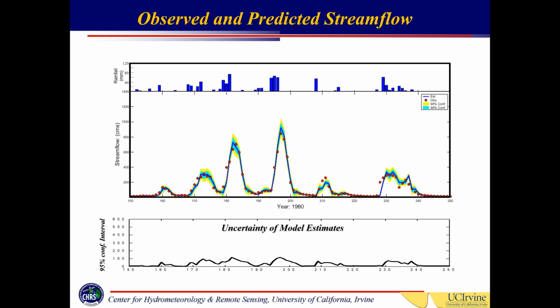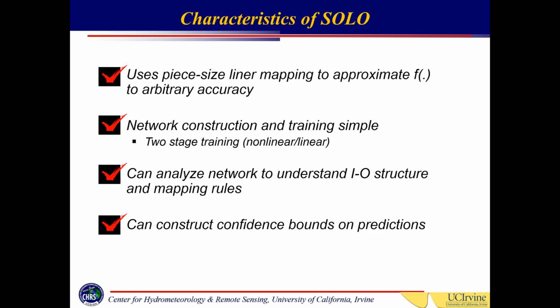So this is one of the parts we work on, the wraparound process, using the SOLO. The good thing is that it is linear, of course, but piecewise to the nonlinear process, and then network construction and training are quite simple. It's two stages of training, and the IO structures can be understood better because of the mapping and rules and the classification, and it is also quite easy to deal with the confidence bounds for the predictions.